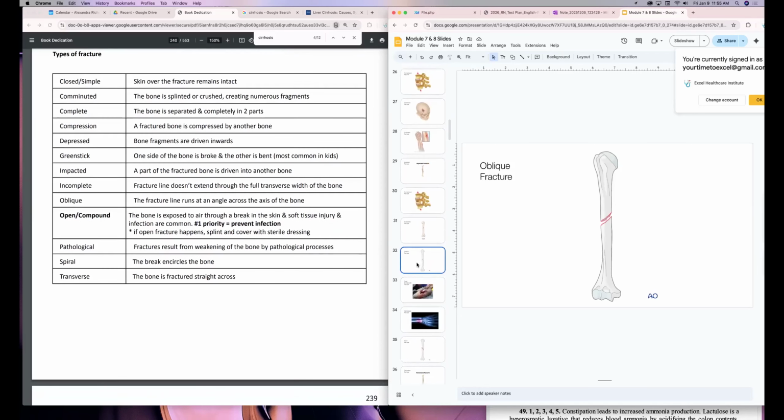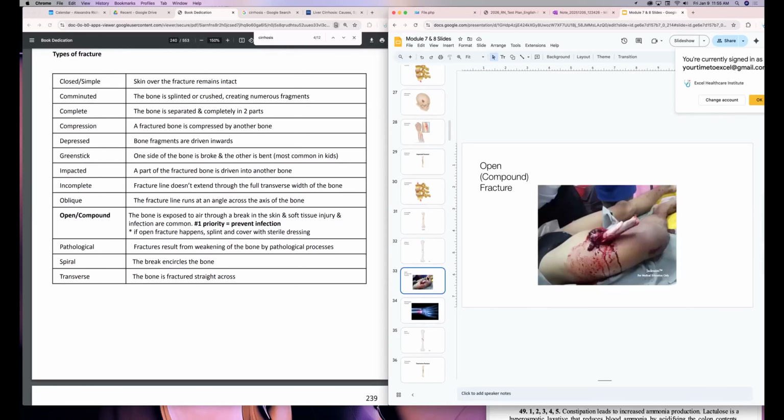Then we have an oblique fracture where it runs at an angle. The fracture line is angled across the axis of the bone. Then we have an open compound fracture. And just to give you a little piece of advice, you don't have to memorize all of these. I just wanted you to have at least laid eyes on them once. The most important one is this one, open compound fracture, okay? In this one, the bone is sticking through the skin.